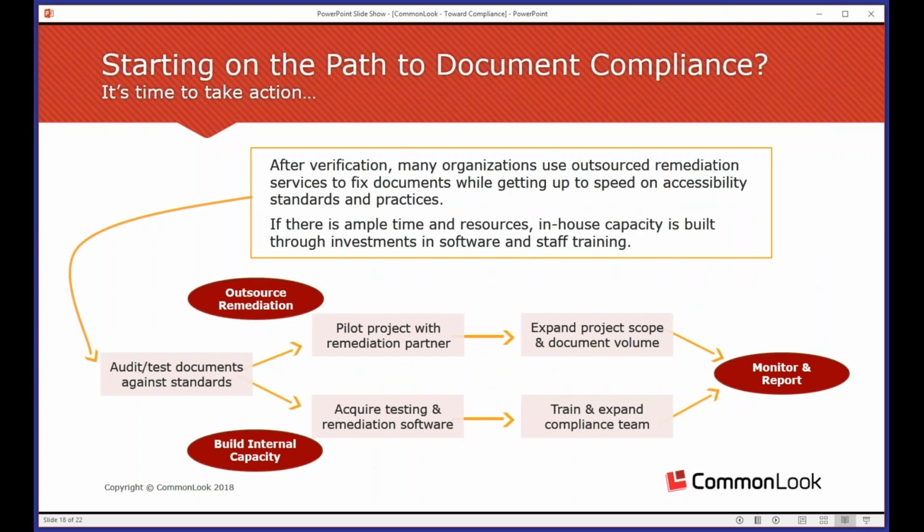So here you go. You're dangerously informed, and now it's time to take action. This slide is basically a recap of what we've gone over. Verify, remediate either in-house or through outsourcing, and continue to learn standards, practices, tools, and so on. Little by little, as you get more familiar with the whole idea, you can bring more in-house if you so choose.